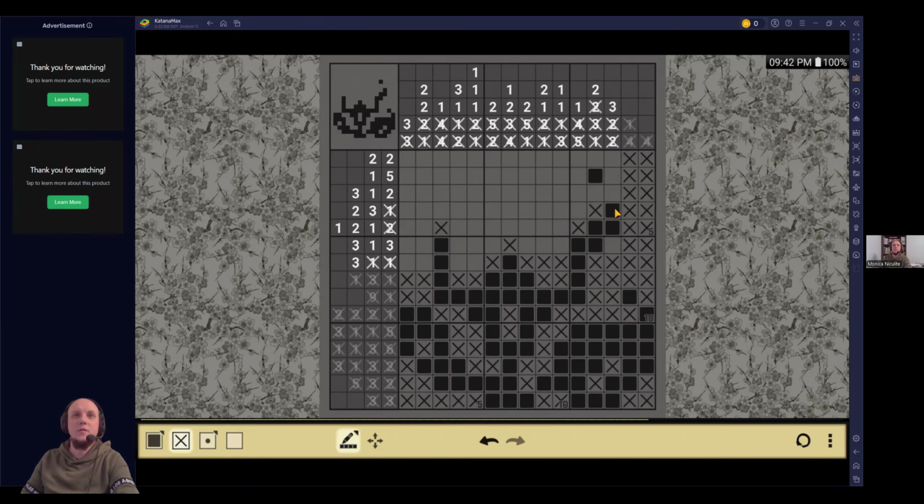Now, since the 3 is here, that means these 2 are not filled in, which makes the 5 very clearly visible here. What else do we have? This one we can put like that. This one is closed.